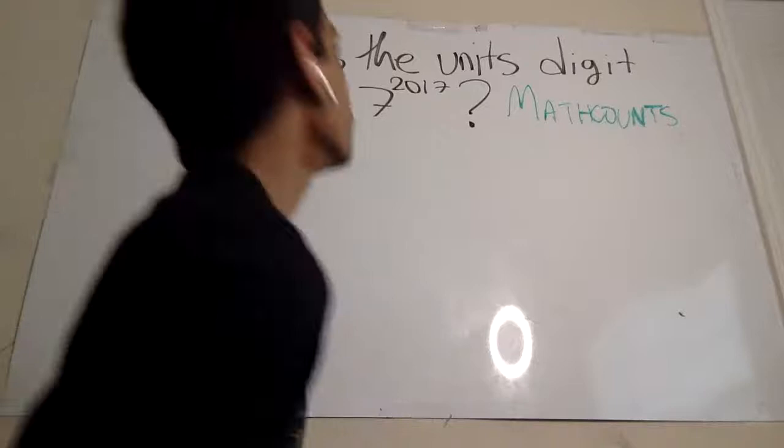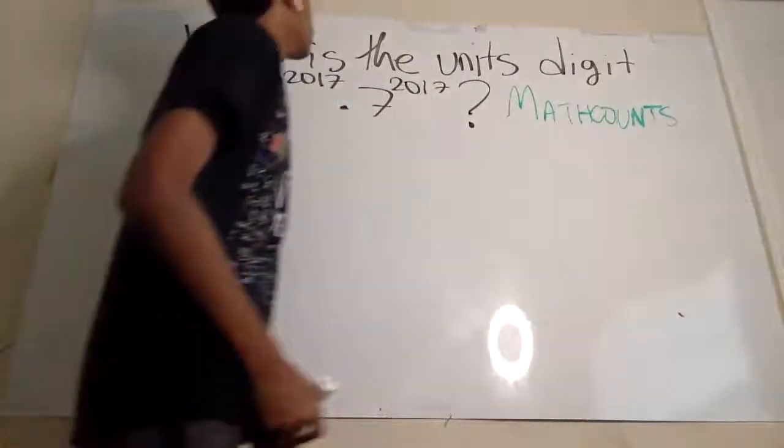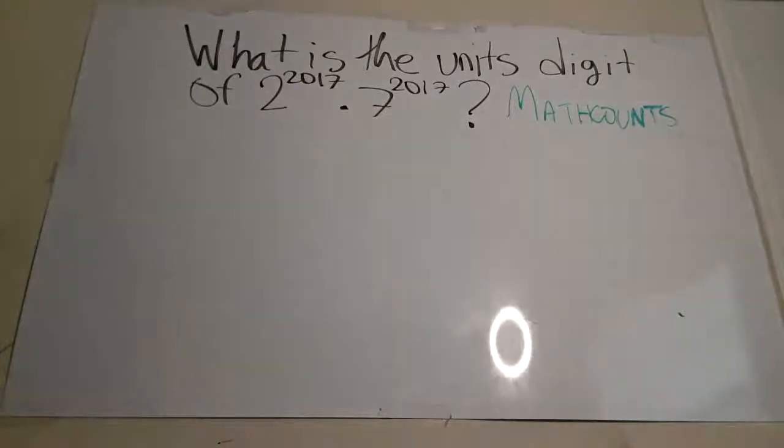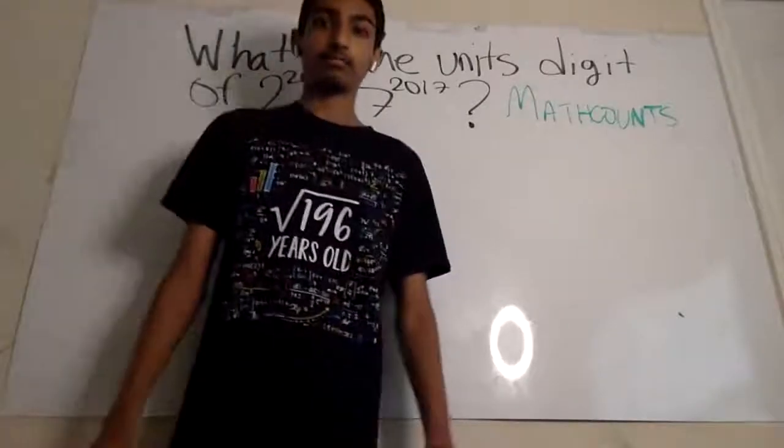Okay, so now let's do this problem right here. So this problem we have right here says, what is the unit digit of 2 to the power of 2017 times 7 to the power of 2017? And this is a huge expression, but for now, let's go ahead and get right into the problem.